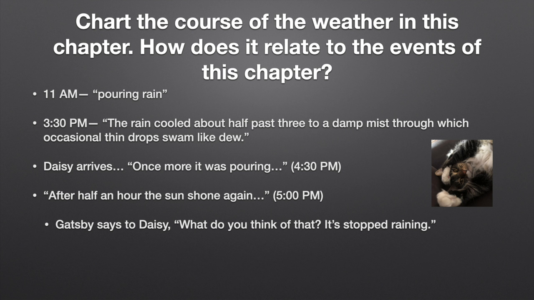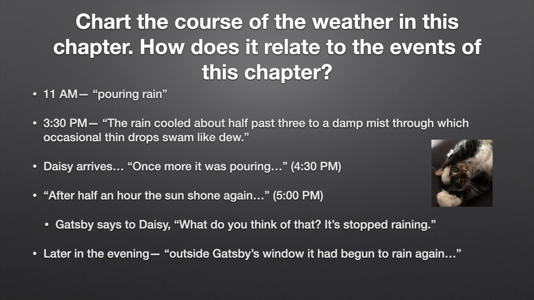Some of it is conscious, but once we get past this point, some of it becomes unconscious, because later in the evening, even though we've had this joyful reunion, once they get inside Gatsby's house, and this is, again, after Daisy starts to cry over the shirts, which we will talk about in a moment, it says, outside Gatsby's window, it had begun to rain again, right? So we see this kind of return to a state of mind that's more unsettled and more stormy.